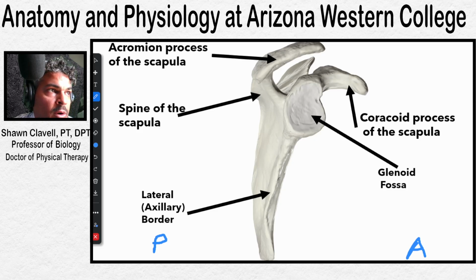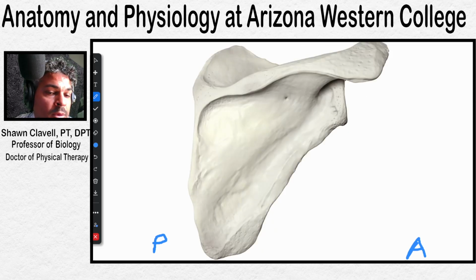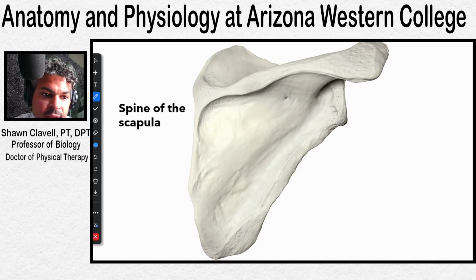And then finally, with our posterior view, we get the most obvious of features, the spine of the scapula, which divides it into two compartments here. So first we identify the spine of the scapula. That is right here. And as you come around here, what you'll see is that the spine of the scapula extends to become the acromion process, right?